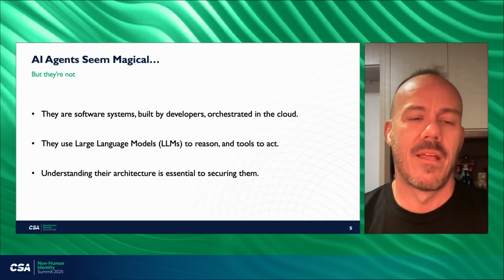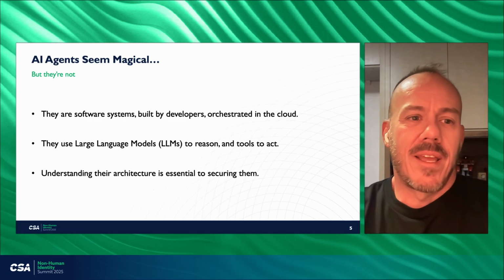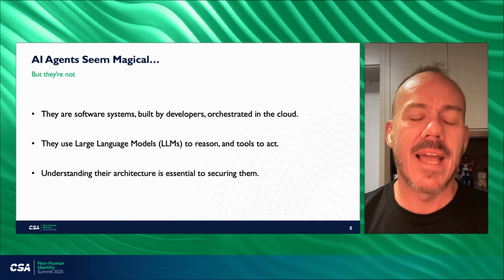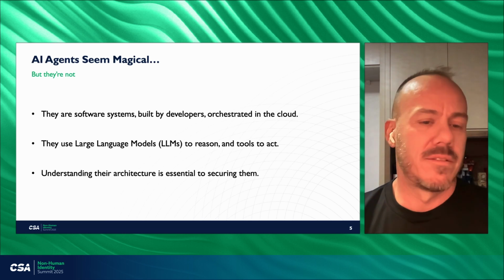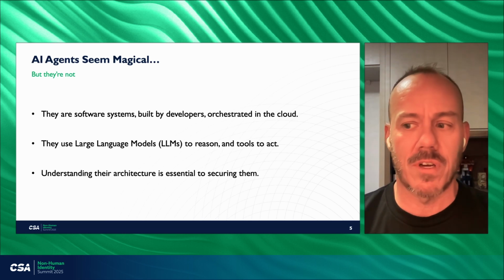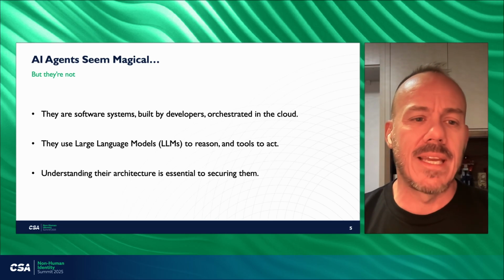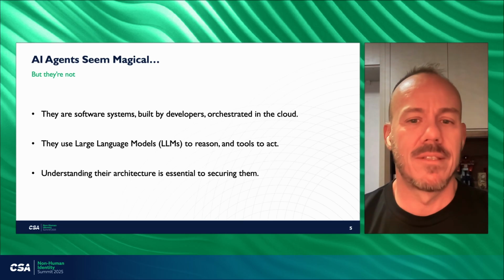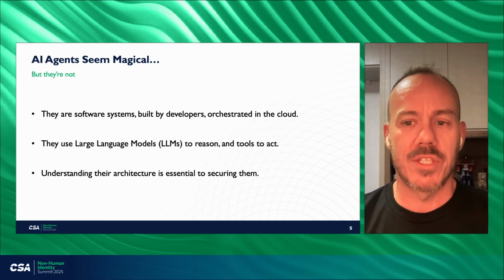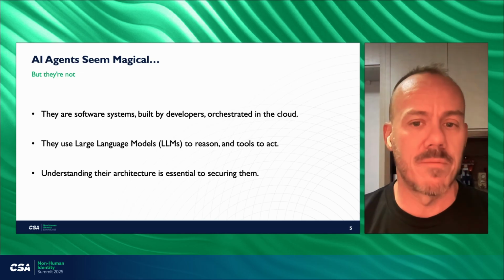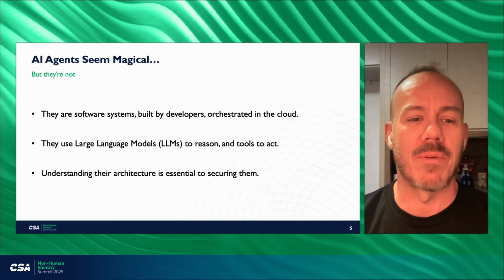The first thing I would say, particularly to people that are not software developers, is that AI agents seem magical. That's pretty obvious, but from my perspective, they're not. They are very powerful pieces of software and very much a leap forward in terms of technology. But ultimately, AI agents are software systems. They're built by developers and they tend to be orchestrated in the cloud. They're new types of software built in newer environments, and not typically data centers. There's not a lot of legacy AI agents running around.